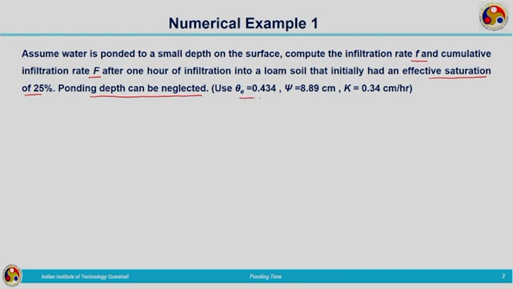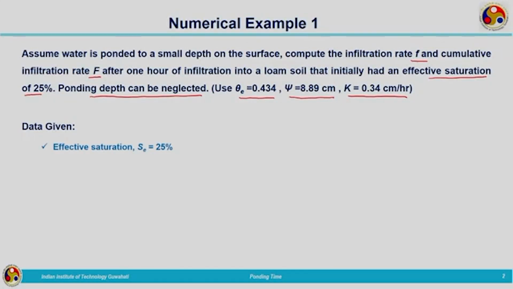Use theta E equal to 0.434, psi equal to 8.89 centimeters, K equal to 0.34 centimeters per hour. So, what do we need to determine? We need to determine the infiltration rate f and cumulative infiltration capital F. Certain data are given to us, and by making use of that we need to calculate the infiltration rate and cumulative infiltration.